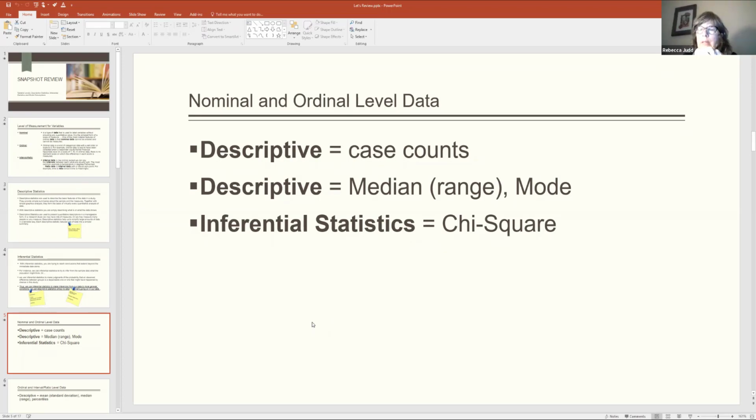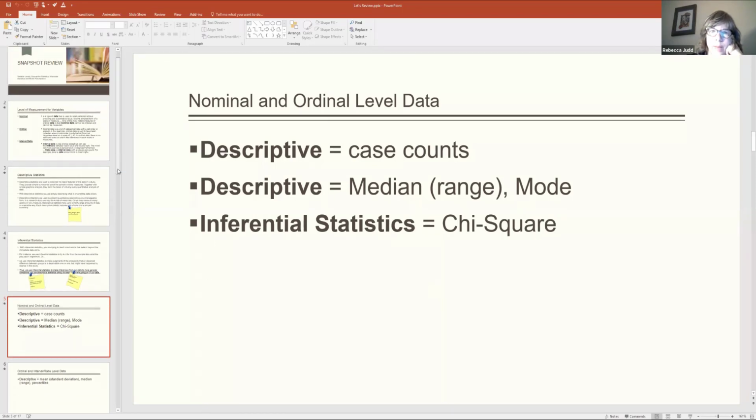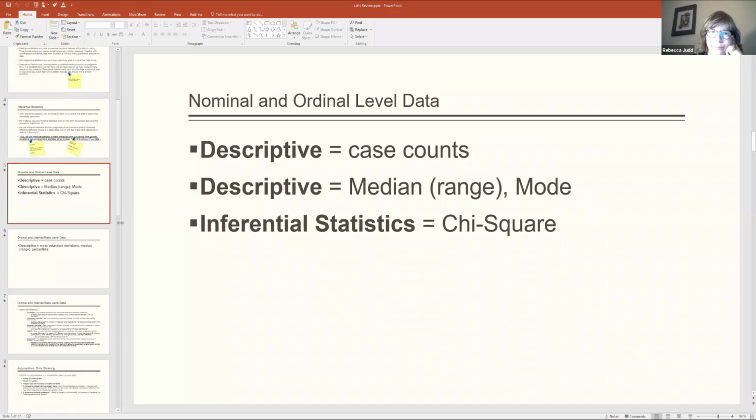In inferential statistics with nominal and ordinal level data, we can actually use chi-square. And that's what I'm going to give you an example of tonight, the chi-square. So we'll go through that. And again, that's nominal level data for chi-square, or if you have some data that doesn't meet the assumptions of some of the other tests, you might be able to do a chi-square.